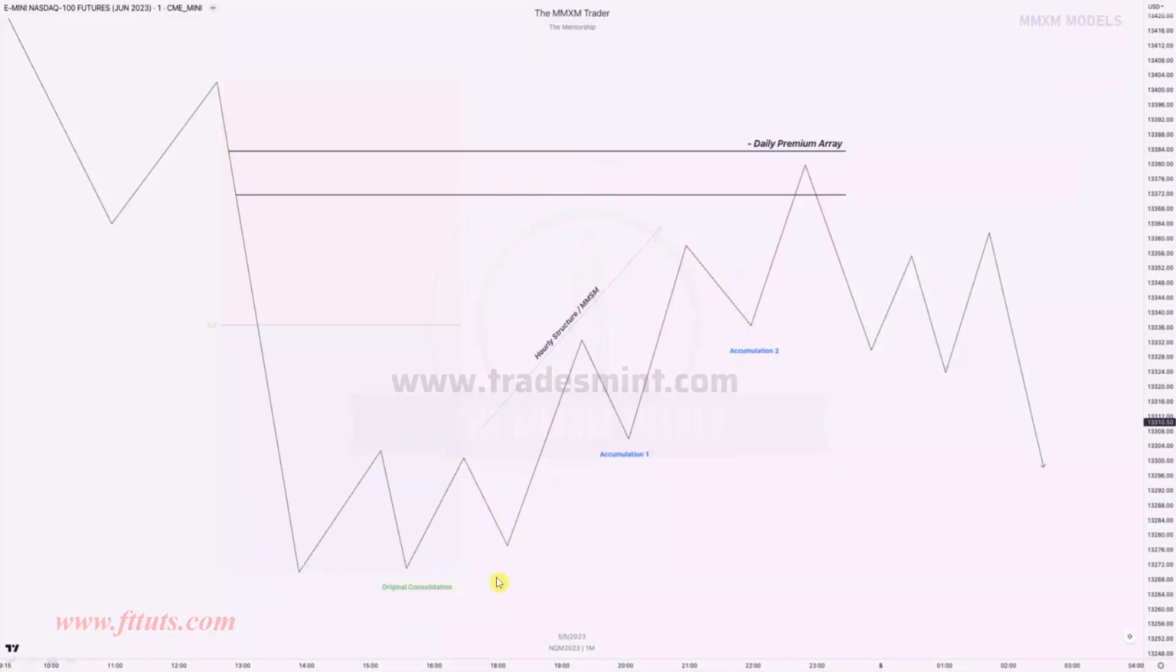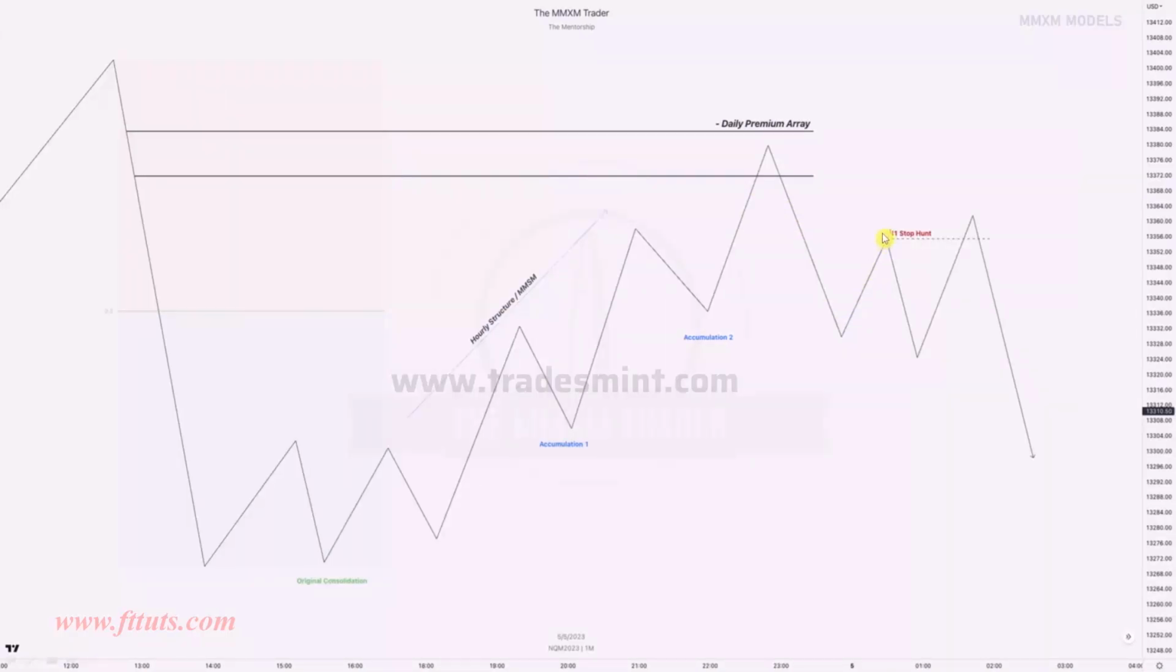So we've got this original consolidation down in discount over here. So we know this is going into buy side of the curve. Hourly structure on a market maker sell model. We've got that accumulation phase number 1, accumulation phase number 2, until we hit that daily premium array, right? We're going from a daily into a 1-hour market maker model. So price goes up into the daily premium array.